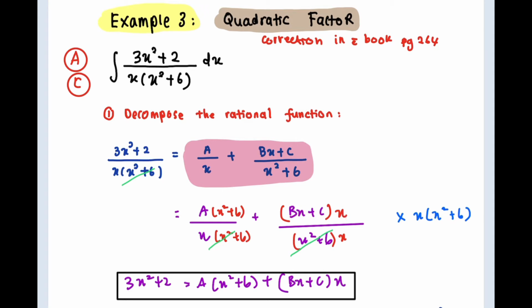So now let's multiply both sides with x times (x squared plus 6) so that you can cancel out the denominator. Now you're left only with the numerator: 3x squared plus 2 equals A times (x squared plus 6) plus (Bx plus C) times x. Okay, so just write it out. Now let's use the elimination method in order to get A, B, and also C.